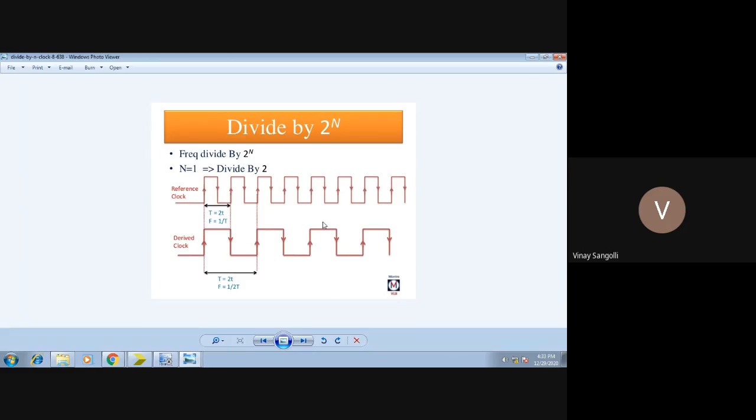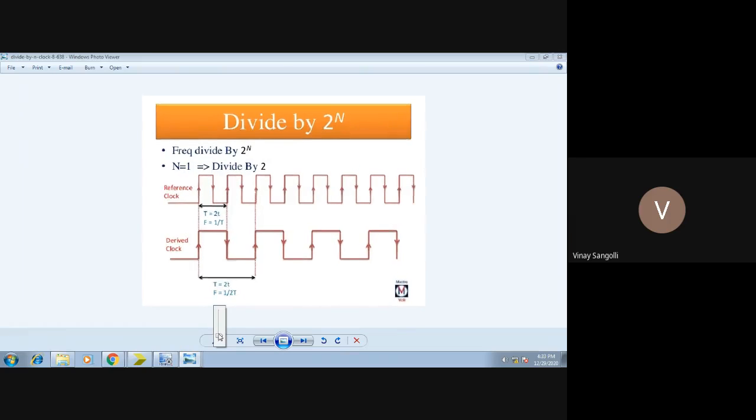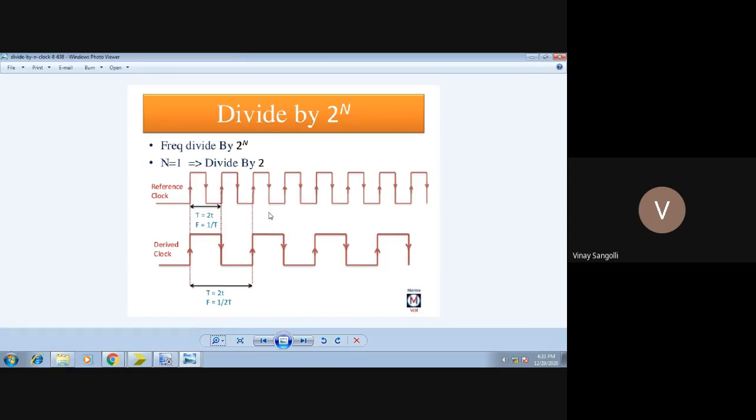Okay, so this is the thing. You can observe here, friends, this is the whole logic we are going to apply in our code. What we are trying to do is, this is my reference clock, which has a time period of 2t. That is, the time period is 2 times small t. Then we are going to divide it by 2 raised to n. Here n, initially we take as 1.